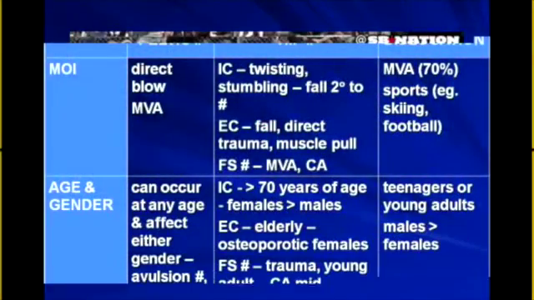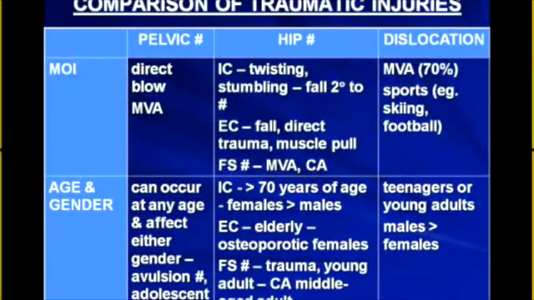So we need to look at traumatic injuries from the standpoint of, how would we know? How would a pelvic fracture compare to a hip fracture compared to a dislocation? What do we know about those? We know that pelvic fractures are often caused by a direct blow. We know that hip fractures are often described as intracapsular or extracapsular. What's important about an intracapsular or a garden-type fracture is that they're often caused by twisting and stumbling. So, for example, tripping on a floor mat.